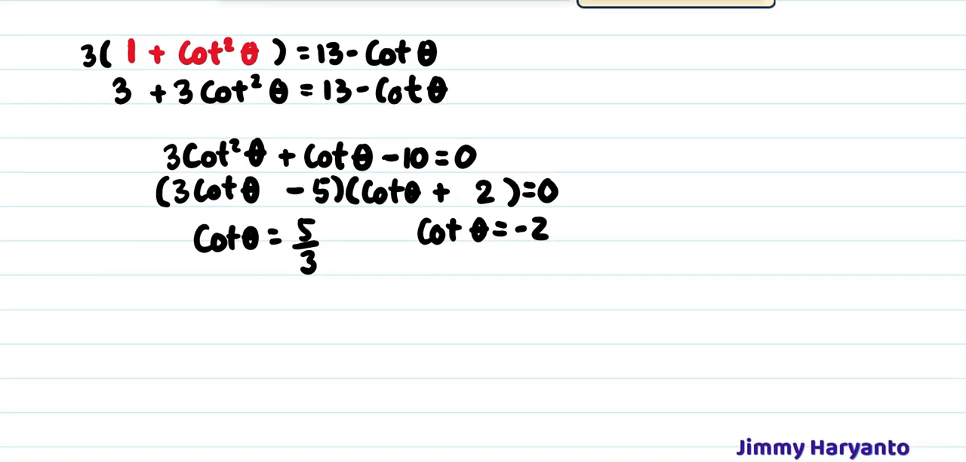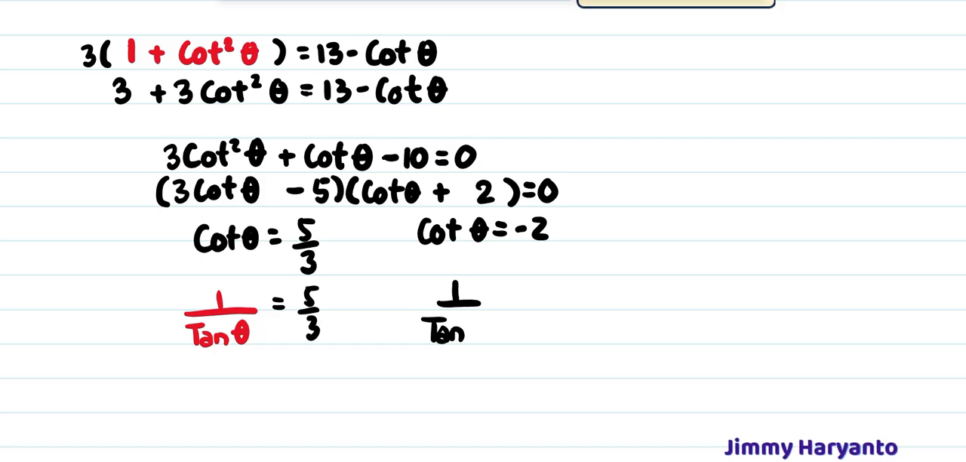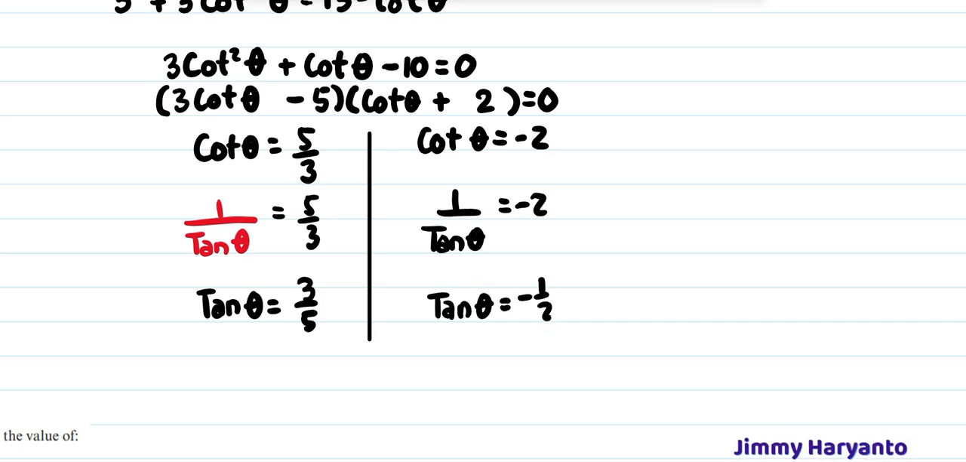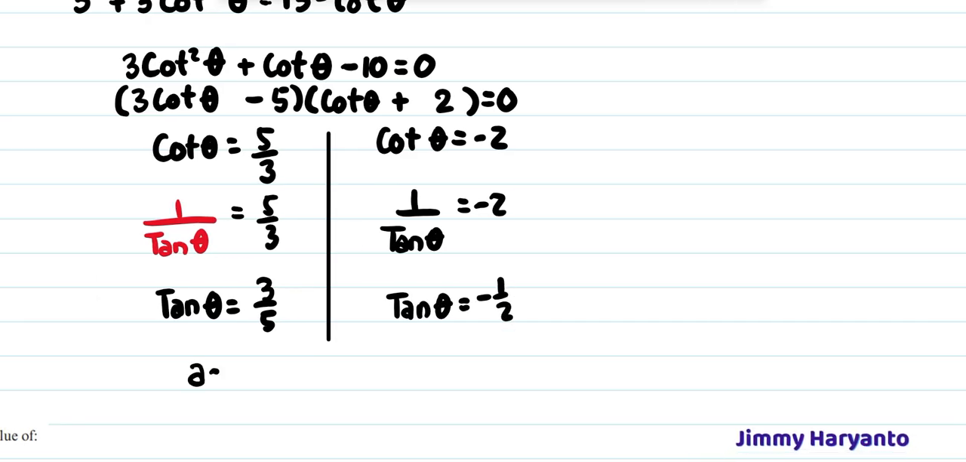And then after this, cotangent is 1 over tangent, right? So I can change it into 1 over tangent theta equals to 5 over 3, and this one also 1 over tangent theta equals to negative 2. And then next is to flip the fractions, so you will have 3 over 5 for this one, and this one is tangent theta equals to negative half. Next is to find the basic angle.